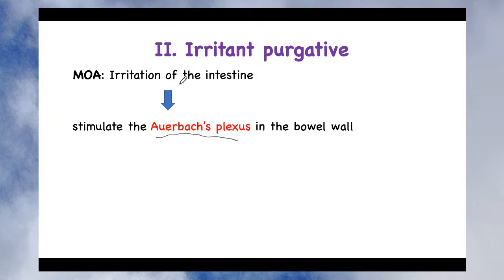Since these irritant purgatives, due to their irritant action on the intestine, stimulate Auerbach's plexus in the bowel wall, it will promote peristalsis, and once peristalsis is promoted, the patient will have defecation. So it helps the patient to defecate due to stimulation of the peristaltic movement. This is how the irritant purgative works.